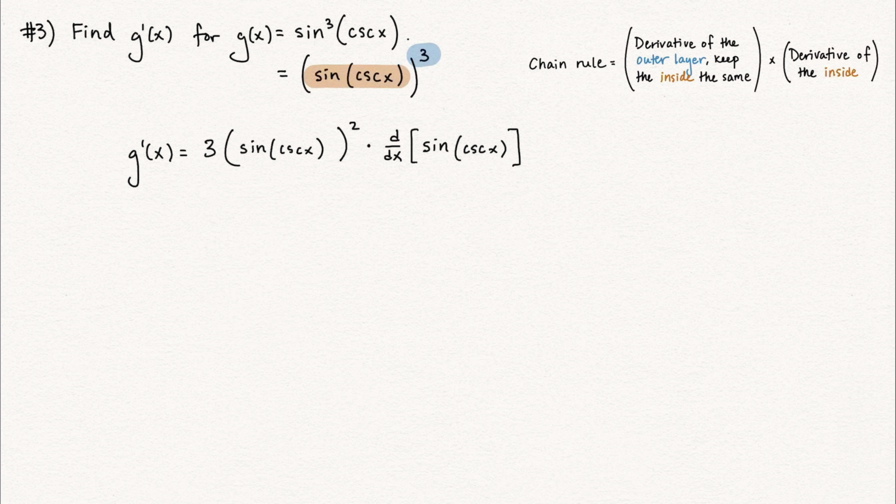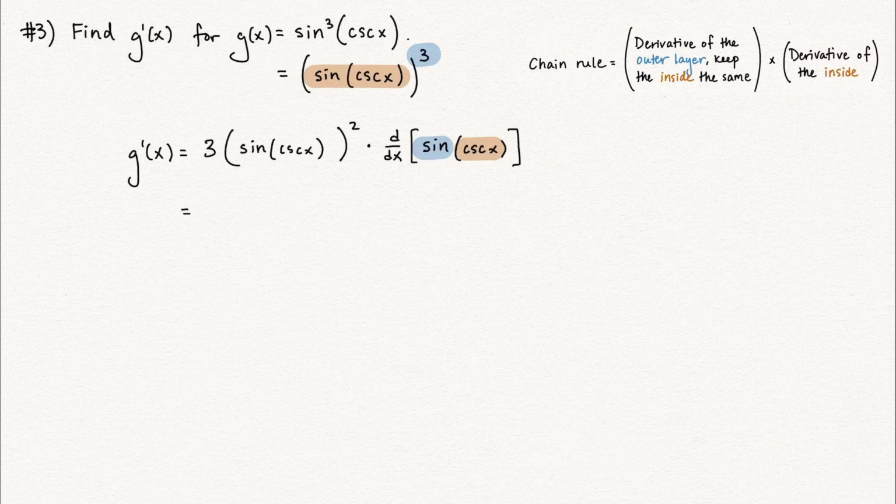This is another derivative of a composite function, right? This means that we're going to be applying the chain rule again, where this time the outer layer, or the outer function, is going to be the sine function, and the inner layer will be the cosecant function. Okay, so let's go ahead and apply another chain rule.